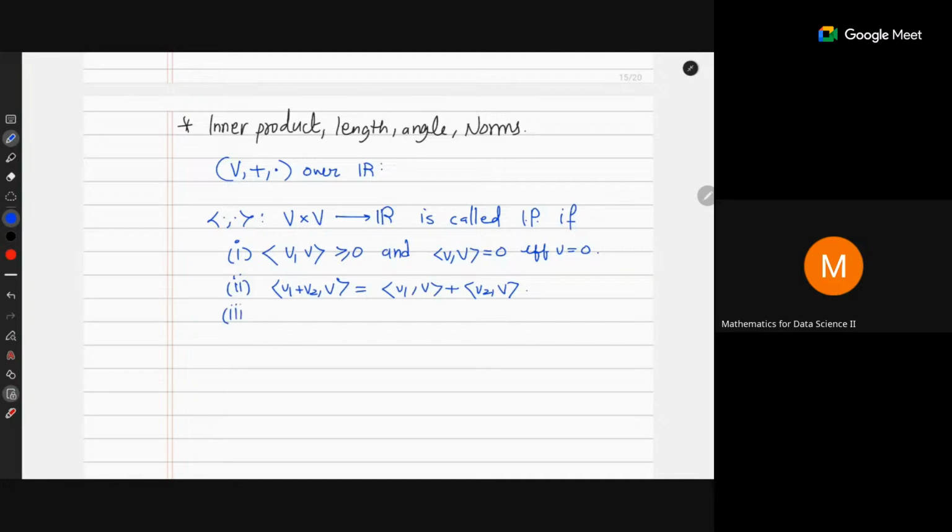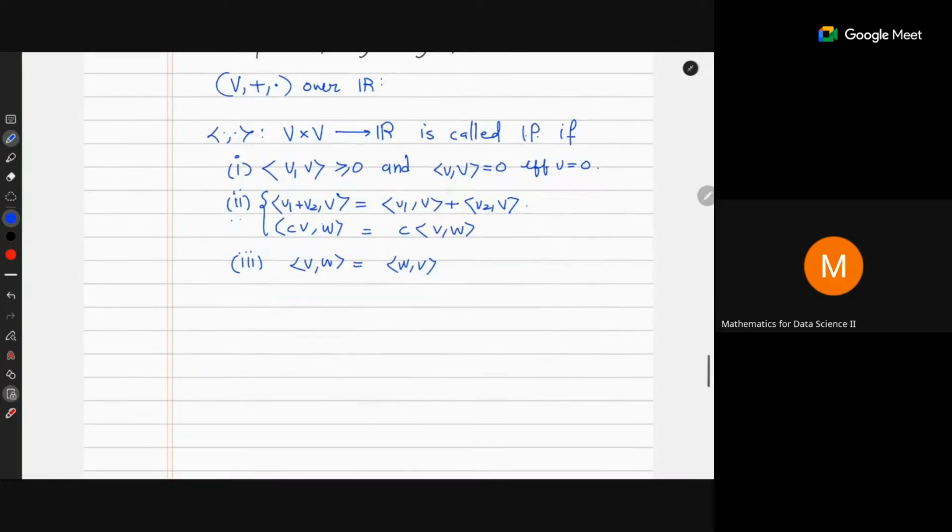Third is, yeah, it is symmetric also. So the first two conditions, let me combine these two things. It is linearity in the first coordinate. And then the third condition, it is symmetric, so you will get the linearity in the second coordinate as well because of the symmetric behavior.